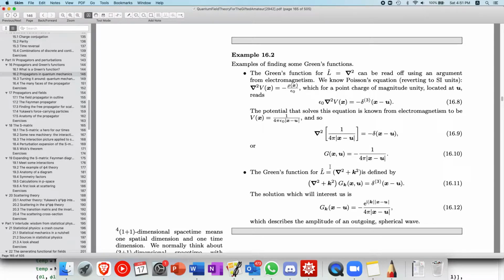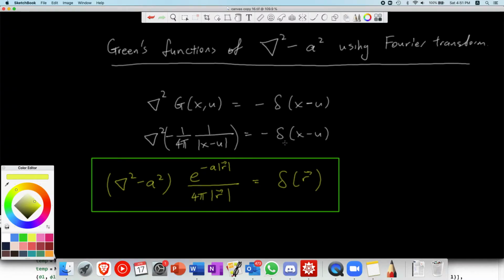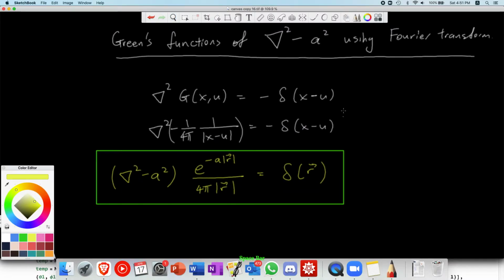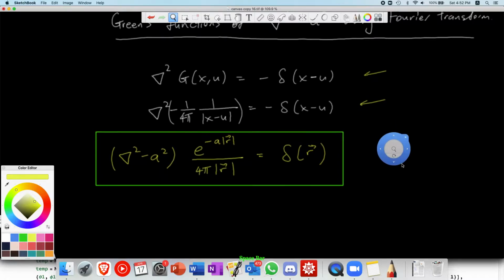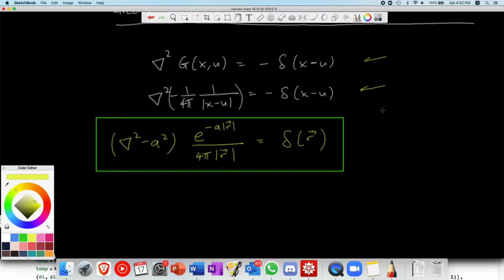In this video we're going to find out how we can solve this by ourselves using Fourier analysis. The next video will focus on the second part, but in this video we'll talk about the first part. Namely, in the book they wrote this particular statement, and then they say the Green's functions are given by this, and in this video we generalize.